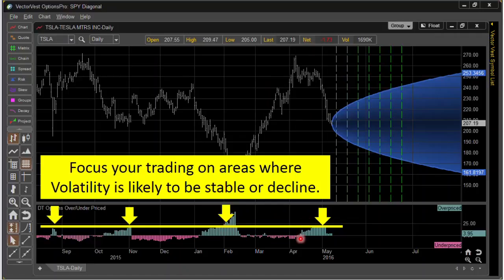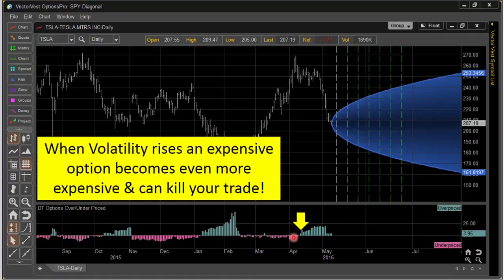Now, what we've got to try to do is place our trade properly so we have a low chance of volatility continuing to increase. So we've got to keep that in mind. When you sell an option and volatility rises, an expensive option becomes even more expensive. That's not good. We want to sell overpriced options, then we have to buy them back at some point in the future. And when I buy that option back to close out my trade, I don't want it to be even more expensive. So we've got to be very, very careful on this.